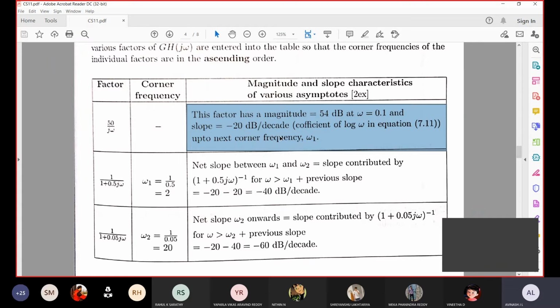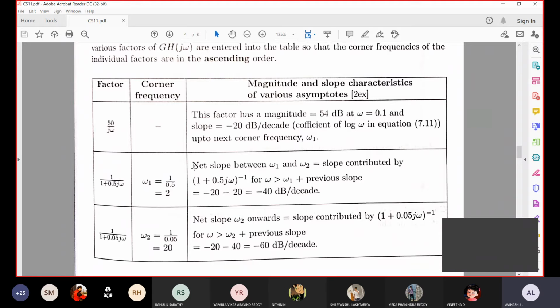After understanding this process, we can go for the next factor, that is 1 divided by 1 plus 0.5 j omega. Here the first corner frequency omega 1 will be equal to 1 divided by the coefficient of omega, which is 0.5. So 1 divided by 0.5 is 2. So 2 is the first corner frequency, as we discussed in the earlier numerical. So omega 1 will be equal to 2. That is the first parameter.